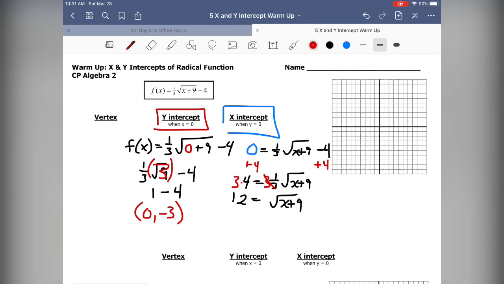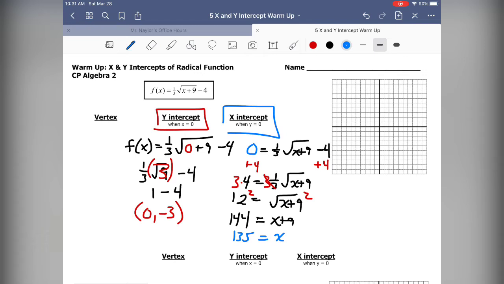At this point, we have to square both sides because you're trying to undo the square root. And you do get a rather large number. You get 12 squared, which is 144. And once you subtract 9, you end up with 135. Now, 135 is the x-intercept. And that's because we plugged a 0 in for y.